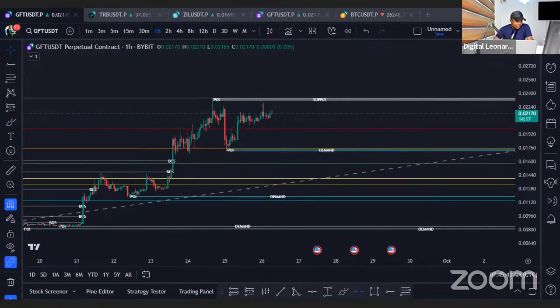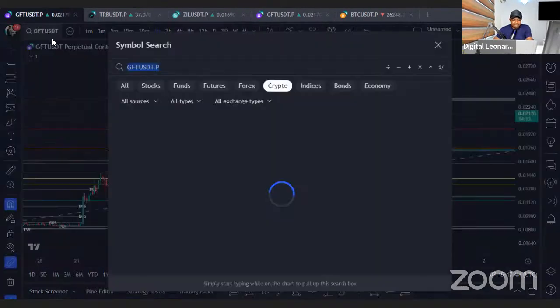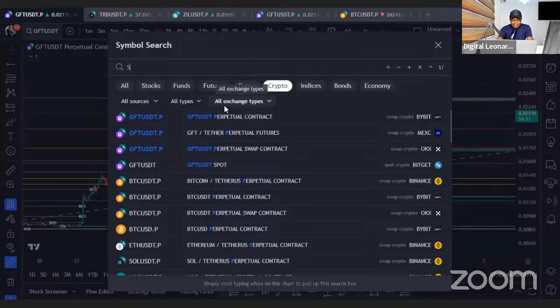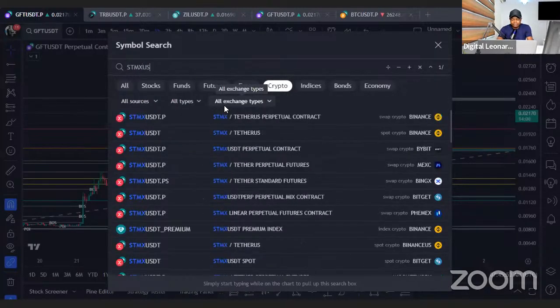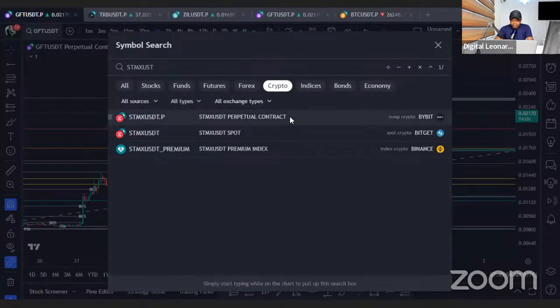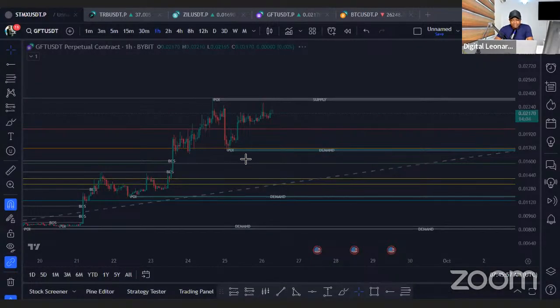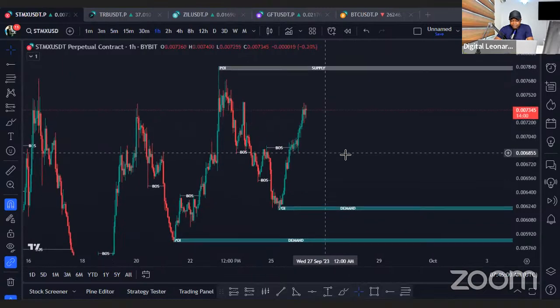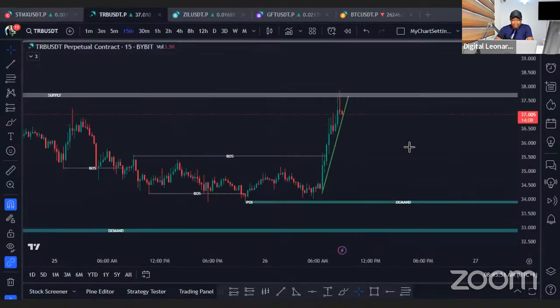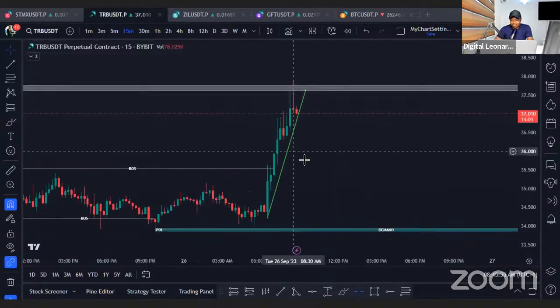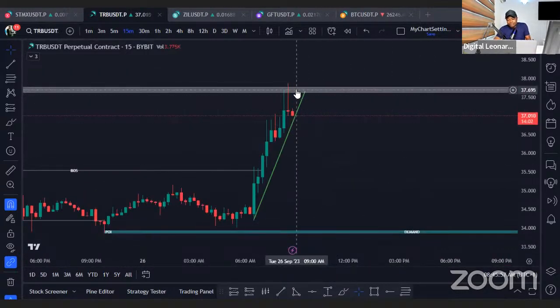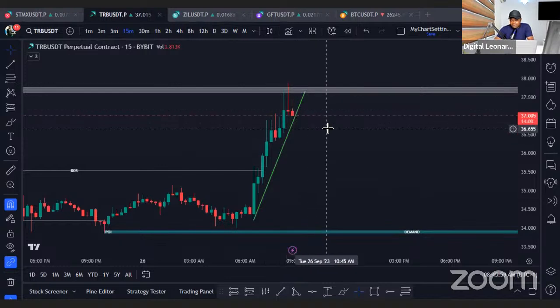All right. Okay, guys. So let's look at equally STMX. I'm still looking for a trade that I'm going to actually play. TRB, that's what I'm looking at.